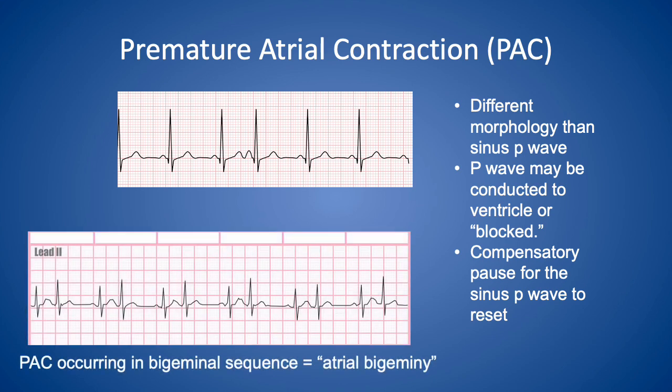And so PACs that occur in a bigeminal sequence, so this would be a normal QRS through the sinus beat, followed by this early premature atrial contraction that gets conducted, followed by that compensatory pause, results in this typical pattern, and we call that atrial bigeminy.